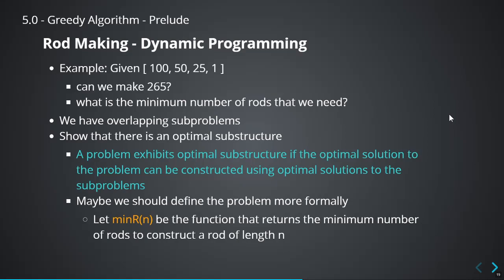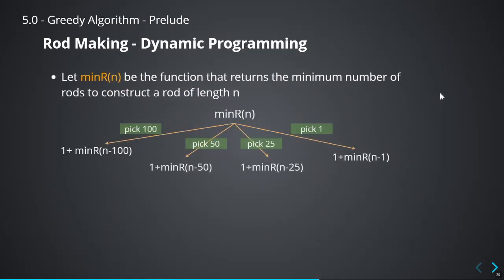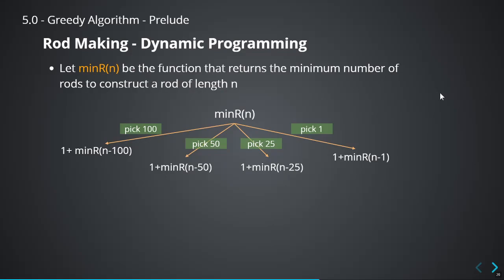Okay, so we want to solve min Rn, and this is the breakdown. If I pick 100, I will have 1 plus min R of n minus 100. What does that mean? I'll pick one coin, like 100. Oh, I keep saying coins again, sorry. I pick a rod of length 100.